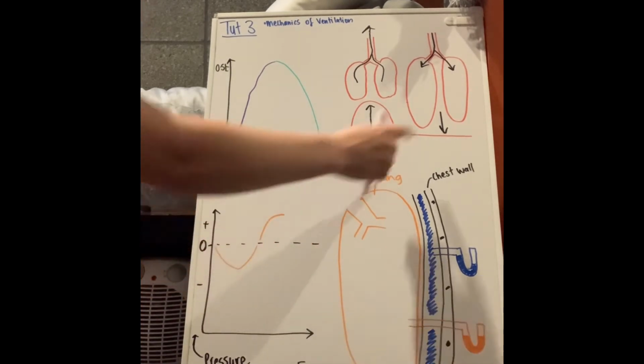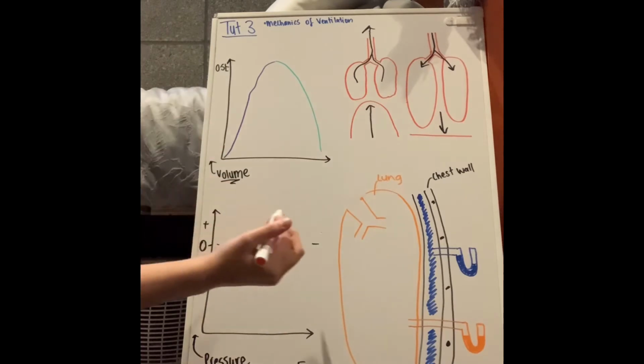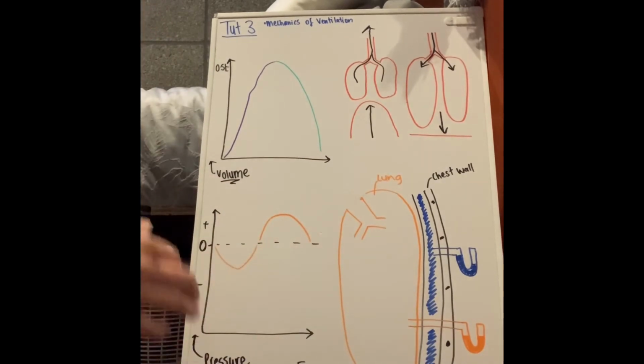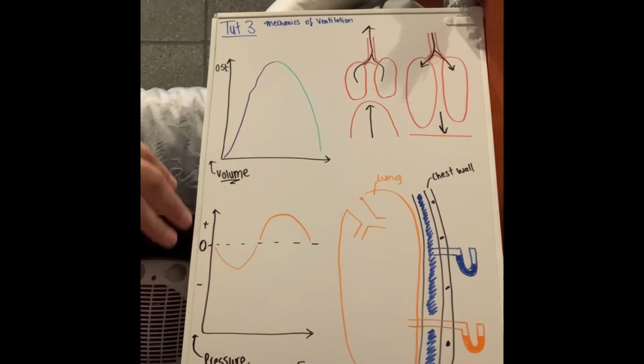Then, like during inspiration, it comes back down to zero. And that's because there's no change in pressure anymore. Once you breathe out, there's a point where no air moves, and that's when it comes back down to zero, because there's no change in pressure.